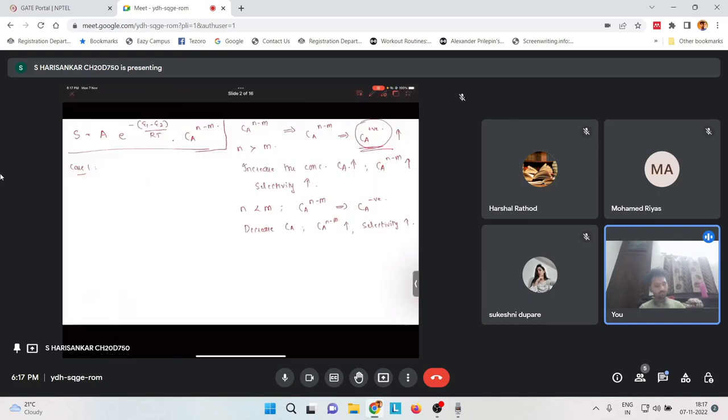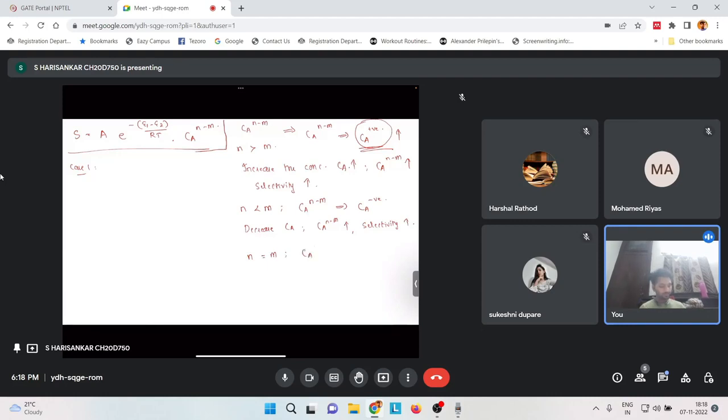Oh yeah, and one more case, n is equal to m, right? In this case, Ca raised to n minus m will be Ca raised to 0 basically. So that means this selectivity will be independent of the concentration.